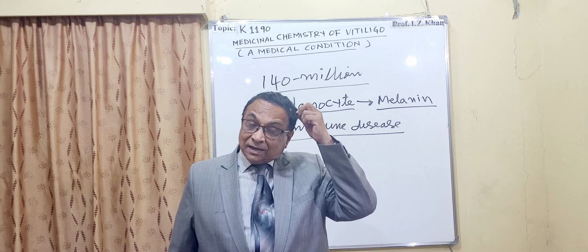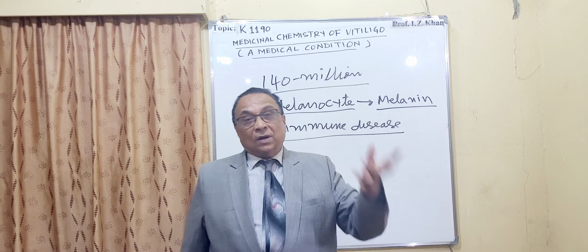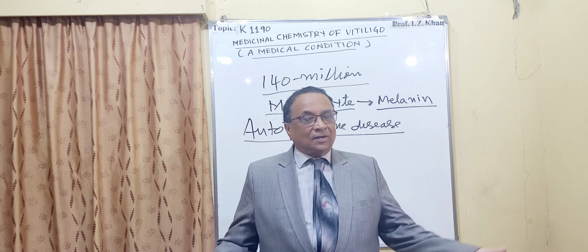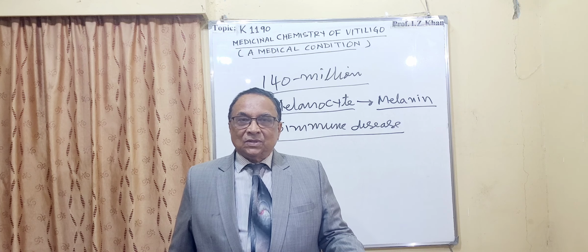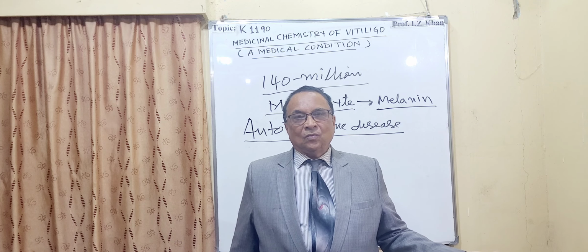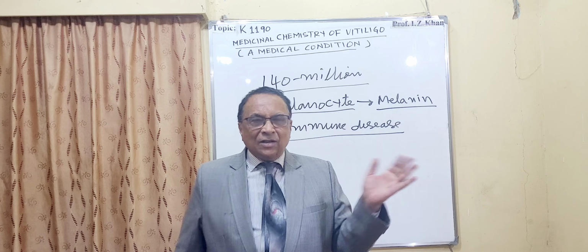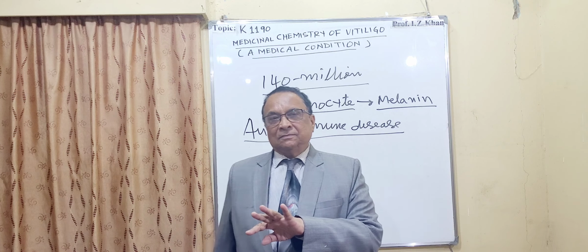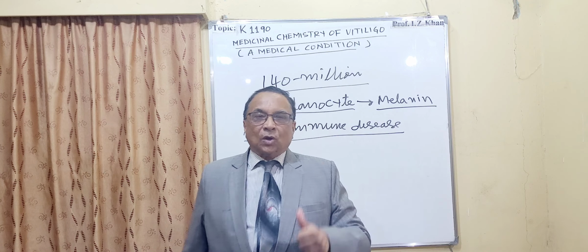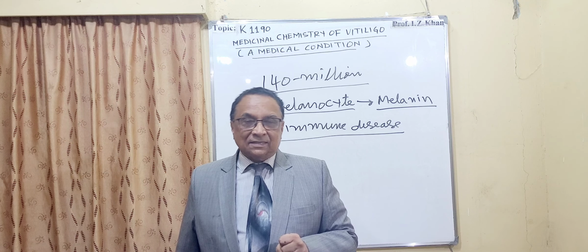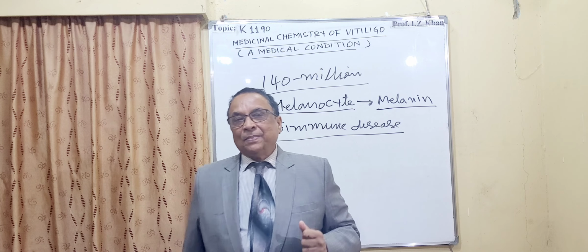Even your hair, discoloration from black to white, is vitiligo. Eyelid and all, anywhere where your normal color is disappearing, it is because of your autoimmune system that this is happening.